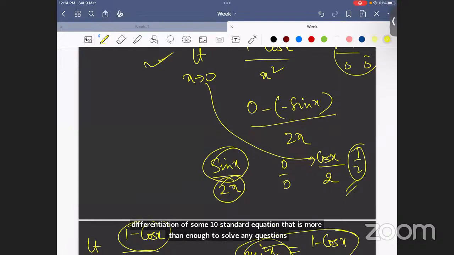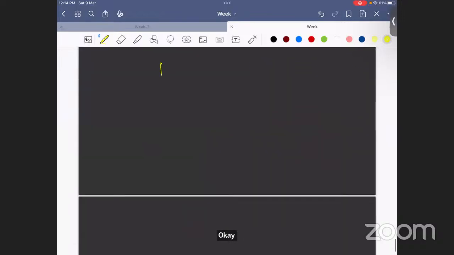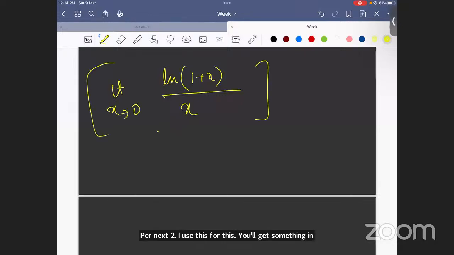Okay, there was one more limit discussed in the lecture: ln of 1 plus x divided by x, as x tends to 0. The derivative of ln of 1 plus x is 1 upon 1 plus x. Ln of (1 plus x) whole divided by x, as x tends to 0. For this, I guess you'll get something in the form of exponential.